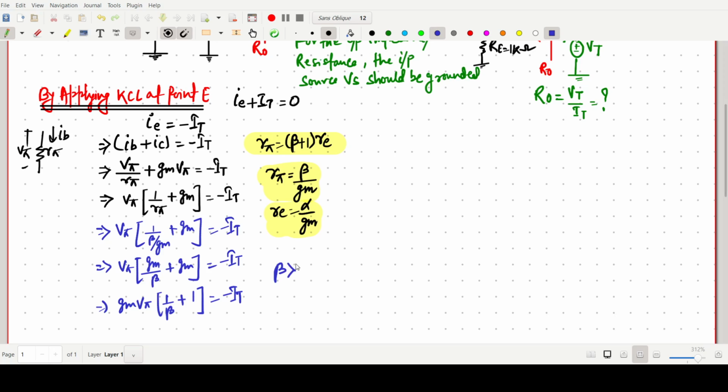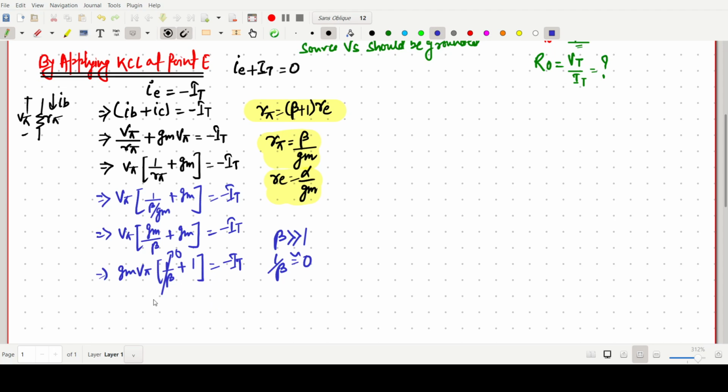Now the beta value is much greater than 1, so this value will be negligible. So we can write it as 0. So 1 by beta value will be approximately 0. Okay, 1 by 99 is approximately 0. So we can simply write IT value equals minus Gm V pi. Is it clear? Very simple thing. Beta value is much greater than 1, so 1 by beta is also 0.